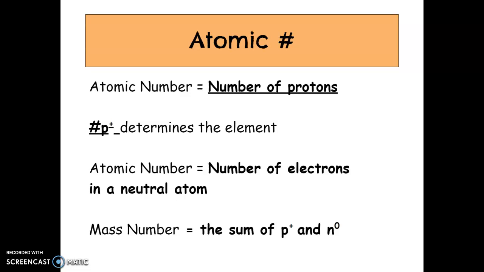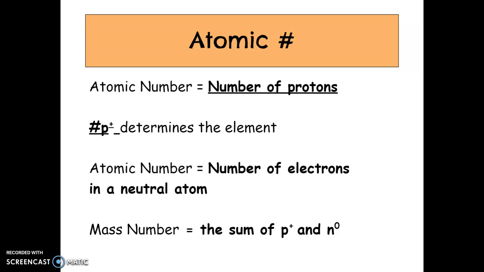So the atomic number is the number of protons, and it also determines the element. Each element has a unique number of protons. For example, carbon that we were looking at earlier has an atomic number of 12. It's always going to have 12 protons. If it doesn't have 12 protons, it's not carbon, okay?